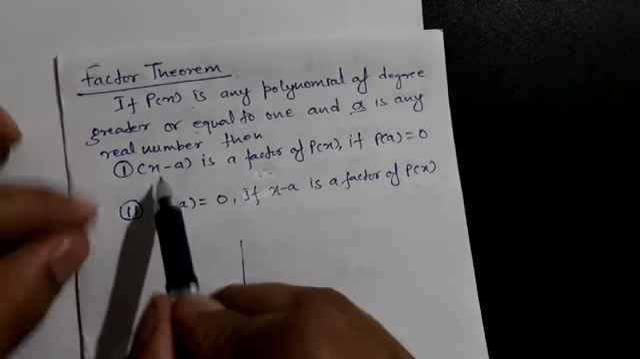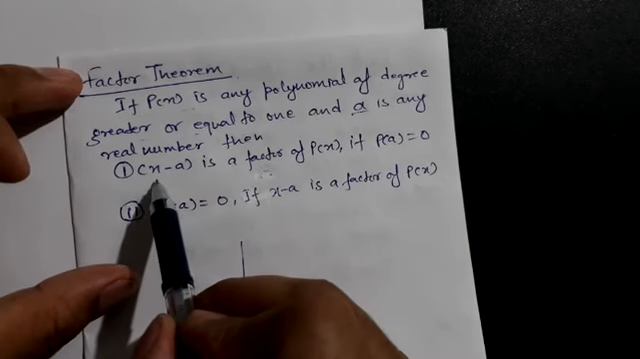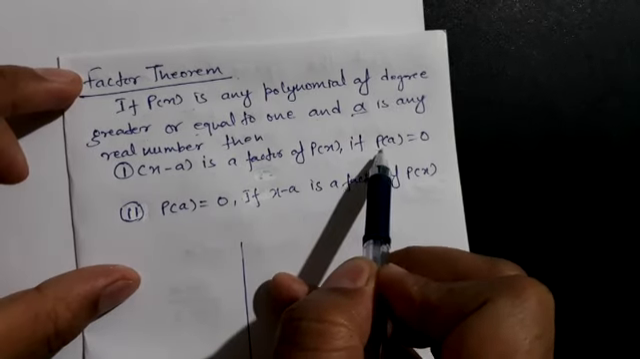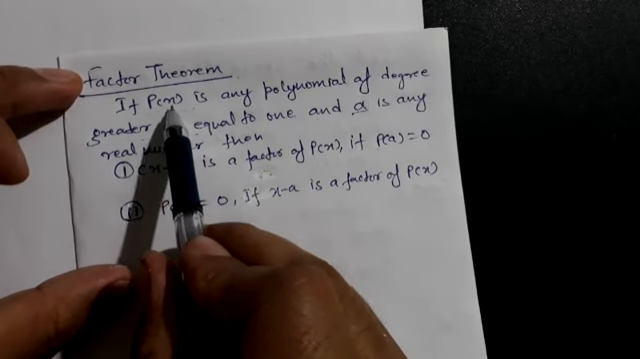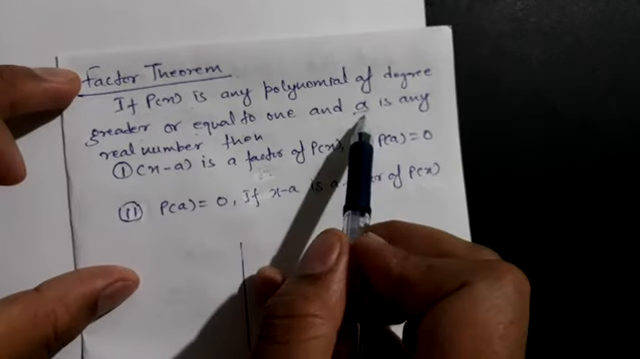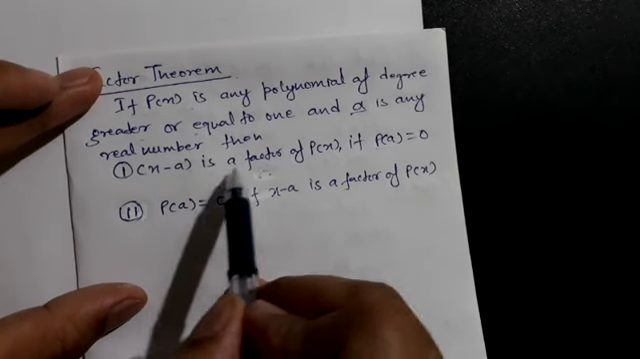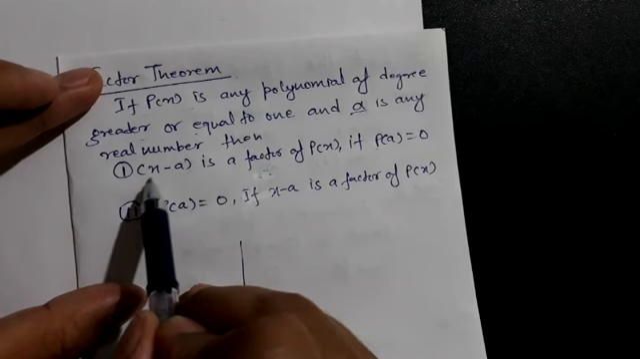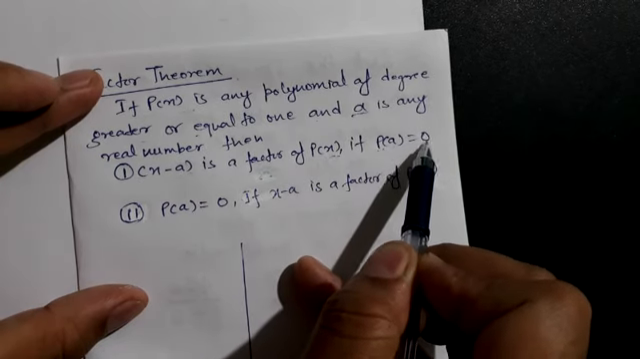Now after that we have two statements. So the first statement is: x minus a will be a factor of p of x if p of a is equal to 0. You pay attention again, we have been given any polynomial p of x, and the degree of this polynomial is either 1 or more than 1, and a is any real number. So in that case our first point is x minus a will be a factor of p of x. So x minus a means a linear polynomial, x minus a will be a factor of p of x if p of a is equal to 0.